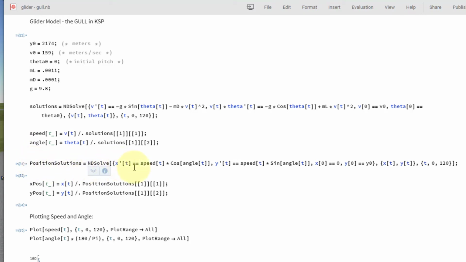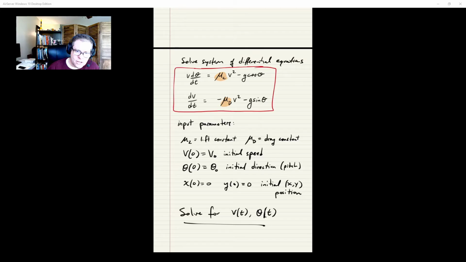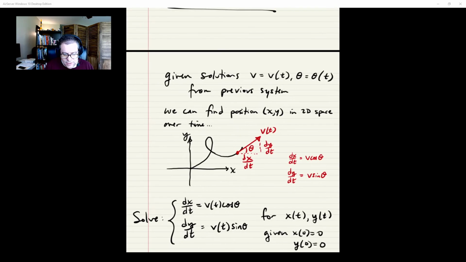So I created another set of differential equations just for position, based on the speed and the angle of the velocity. Let me explain a little bit where that comes from. As soon as I've used the computer to solve for the speed and direction, the v and the theta, I can use those solutions from the previous system to immediately find the position x and y in the two-dimensional plane, using the fact that the velocity is a combination of dx dt and dy dt, the change in the horizontal position and the change in the vertical position over time.